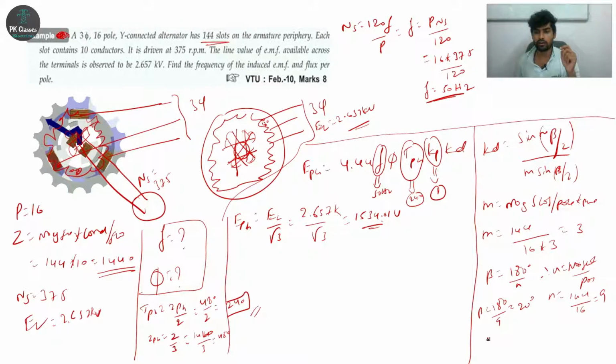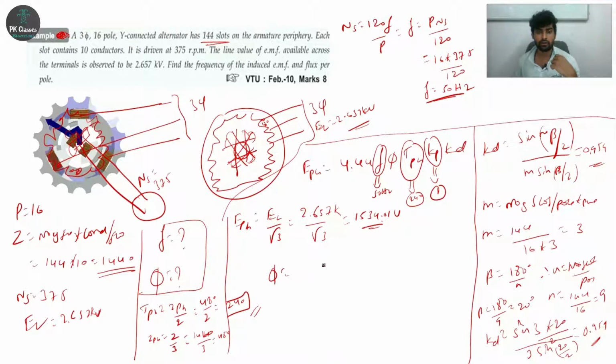Just I'll substitute over here. Kd is equal to sin(m into beta by 2), where m is 3 and beta is 20, divided by m sin(beta by 2), which is 0.959, right? So always we will get less than 1. Keep it in your mind. Kd and then Kp. Kp is for full pitch, just assume 1. Kd will always be less than 1, some 0.99 value.